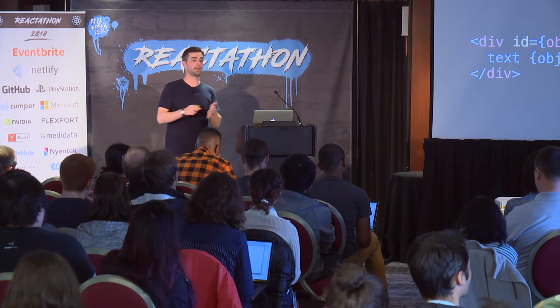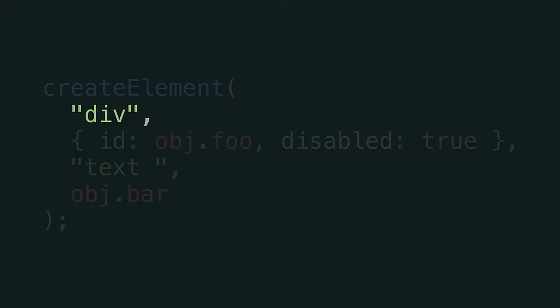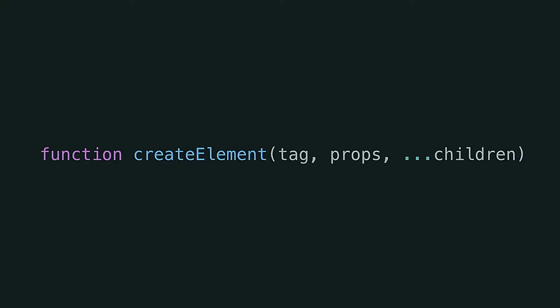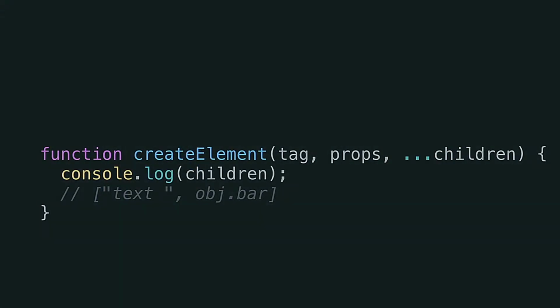This will actually get compiled by Babel to this: createElement with these four arguments. The first argument being the tag, the second argument being the object, that POJO of the properties that we're sending to it. And then the rest of the arguments are that variadic number of children. So div, the props, and the variadic children. On the variadic children, just to hopefully make that a little more clear, that's that third argument. If I created my own createElement and logged that value, in that example, it would be an array of text and object.bar.